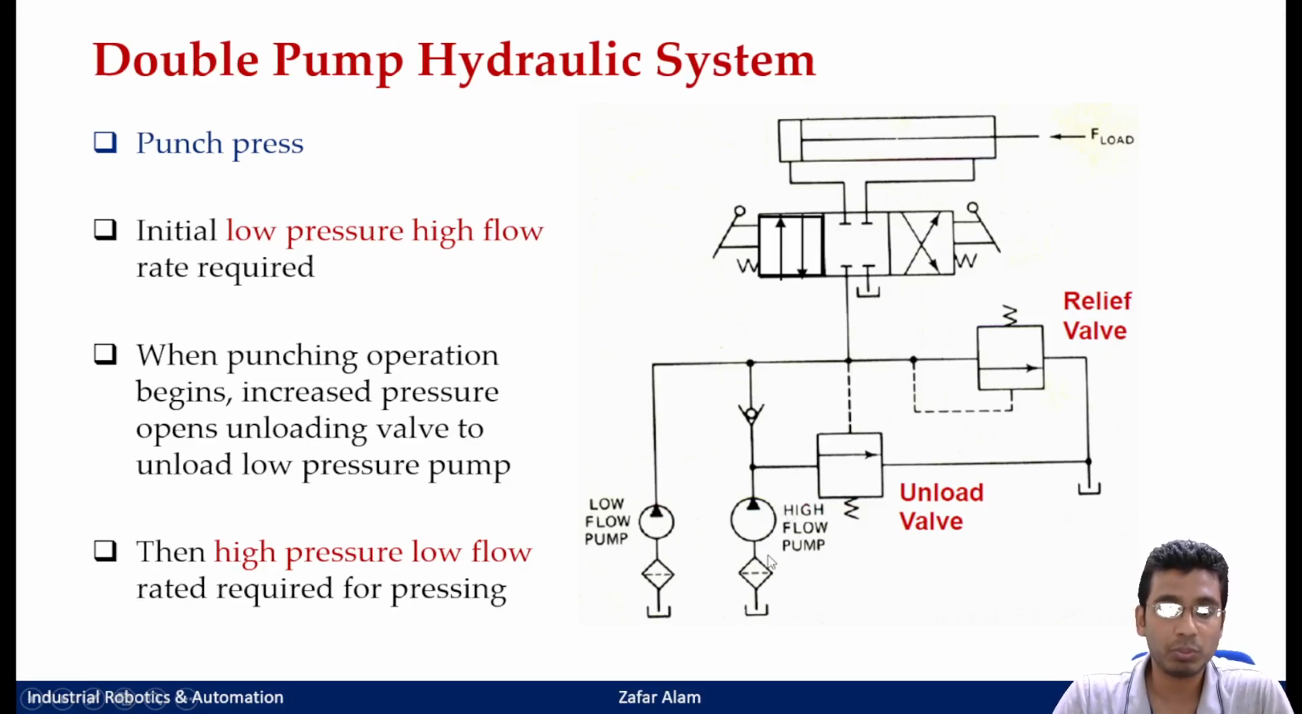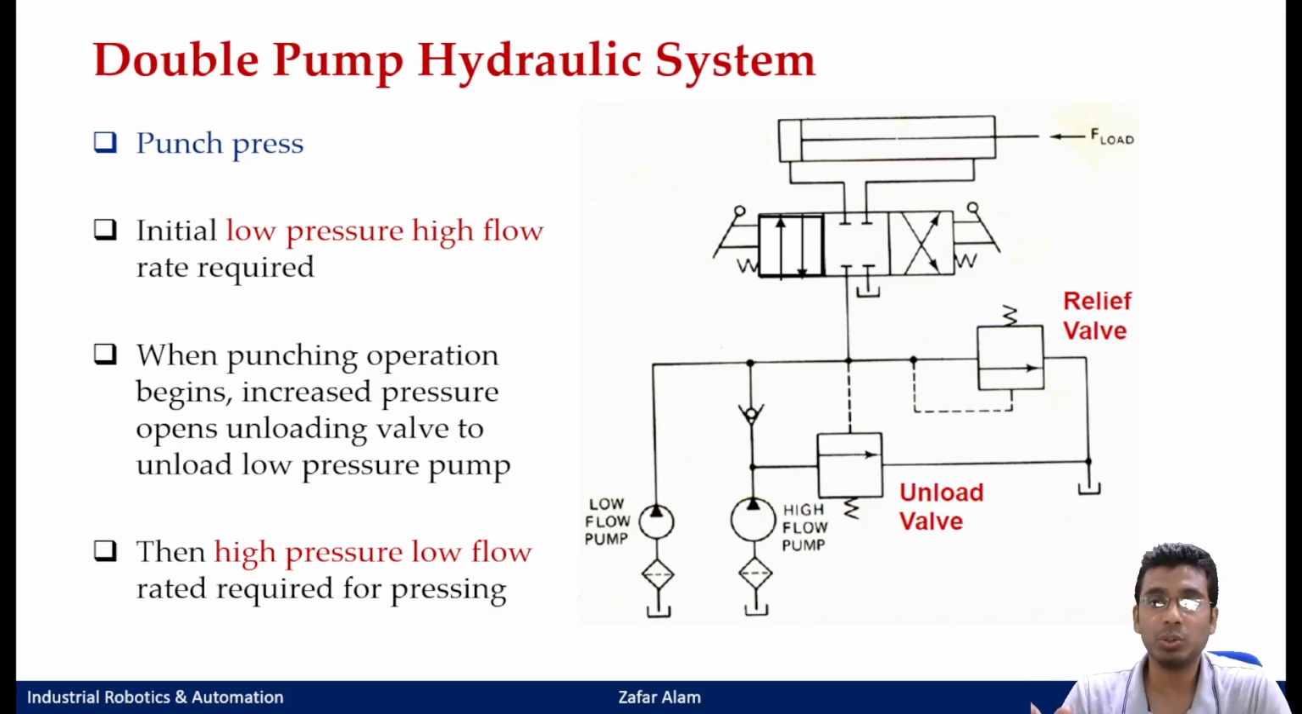Now in this circuit you can see the use of both your unload valve as well as your relief valve, where your relief valve is there to protect your circuit against any overpressure, and your unload valve will be there to unload your low pressure pump when your cylinder starts the forming operation or your punching operation. Initially, when the cylinder is extending and it has not touched the workpiece, or the forming or punching operation has not started, at that time you will be working with a low pressure pump.